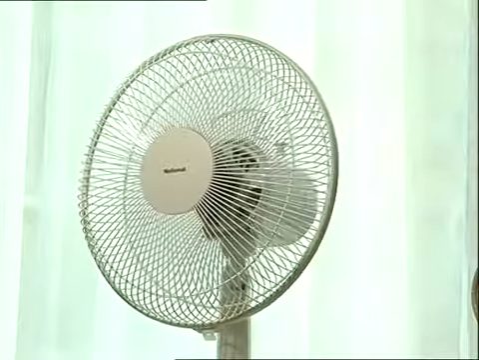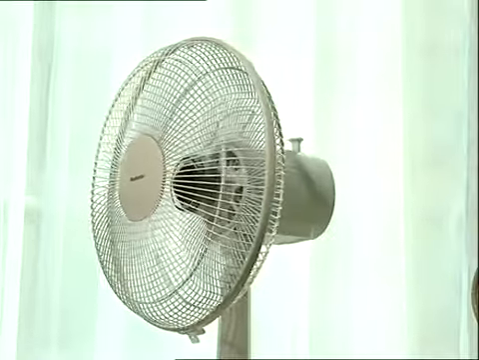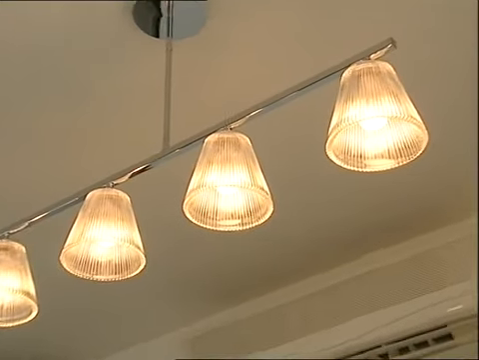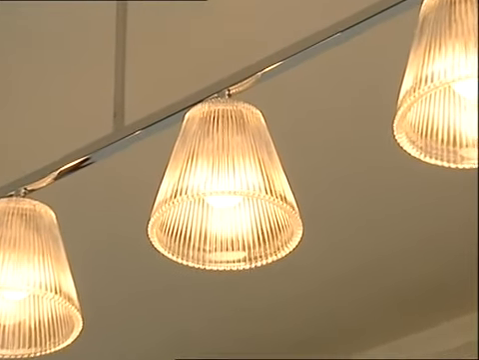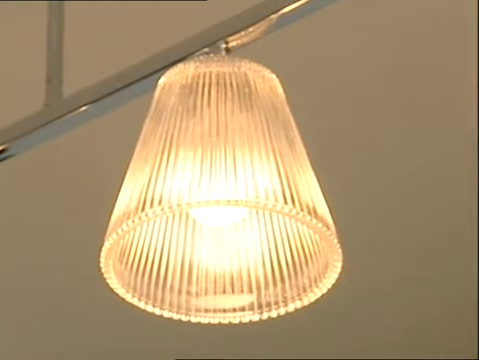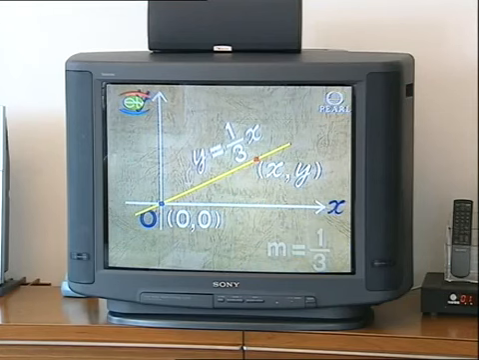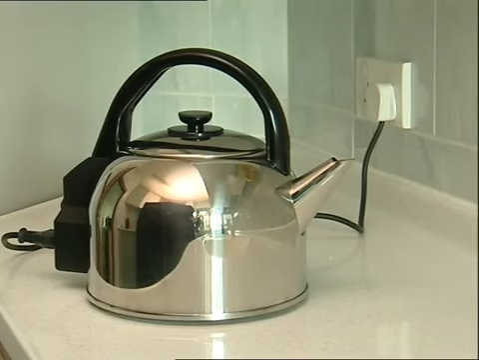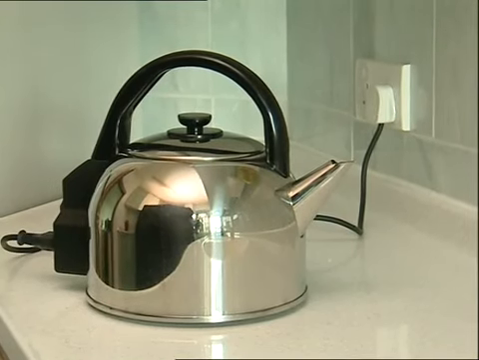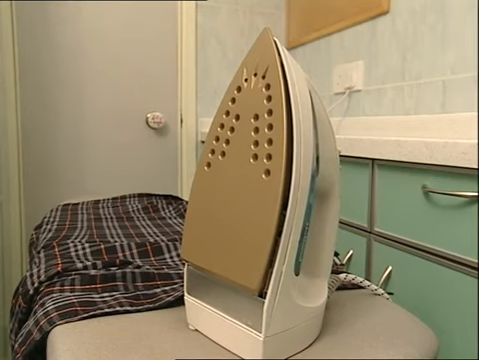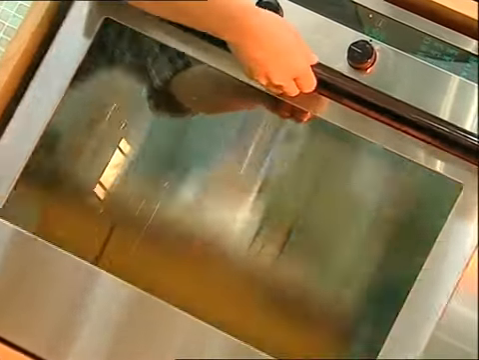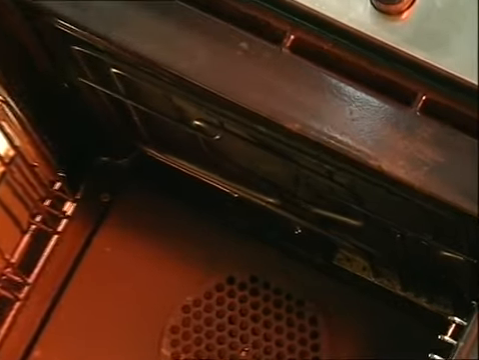The power of an electric fan is 200 watts. The power of an ordinary light bulb is around 40 to 100 watts. The power of a television set is 100 watts. The power of heating devices, such as kettles, irons and ovens, range from 1000 to 2000 watts. Different electrical appliances use different quantities of power.